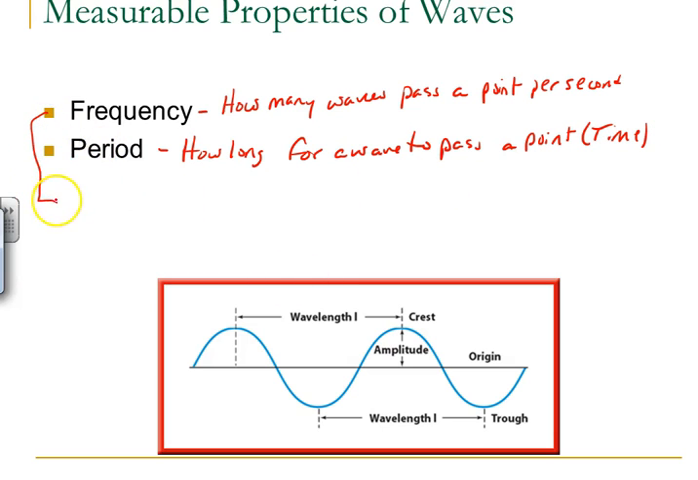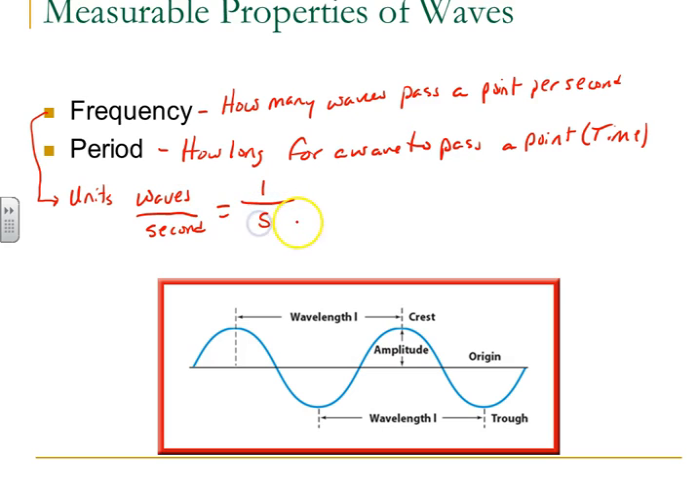Frequency is more often used, but we can say that frequency is going to be measured as far as units in waves per second. But since wave is not really a unit, wave is a structure that we have here, this is sometimes written as just 1 over second. The 1 over second unit is called the hertz. And of course this is time, so this is just measured in seconds.